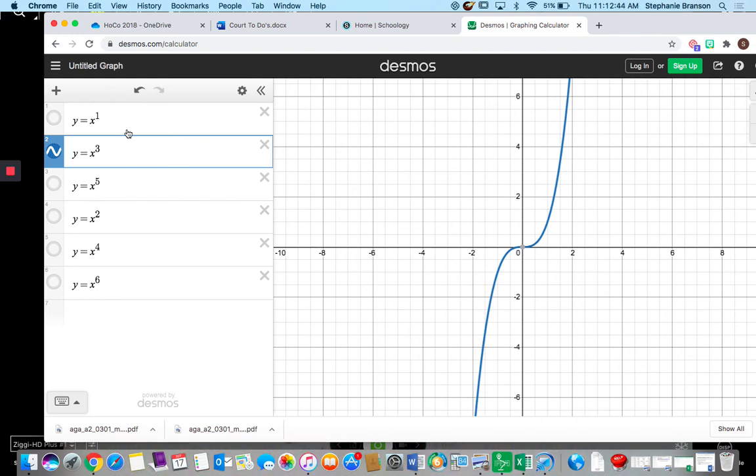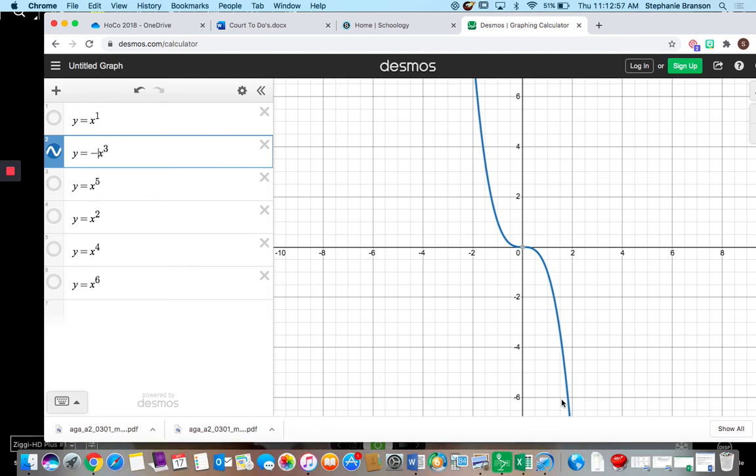Let's see what happens. Let's just put a negative in front. Which direction does our graph start first? It starts up and ends down.